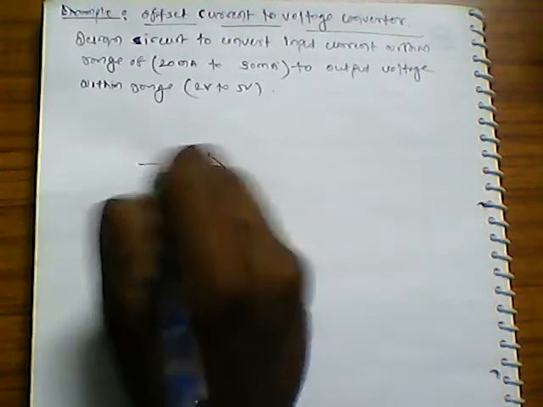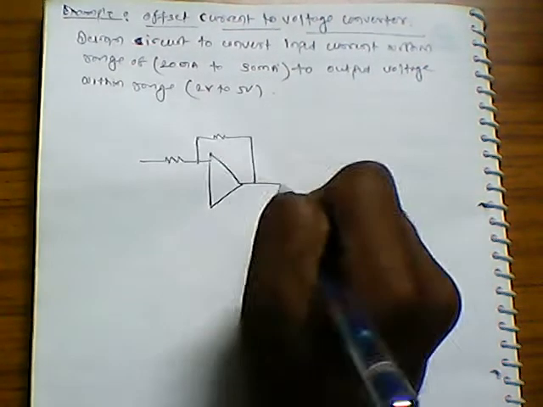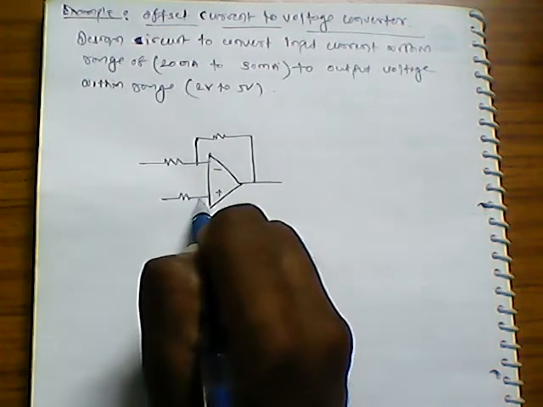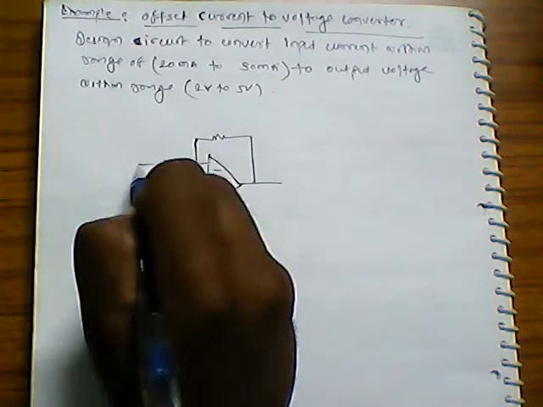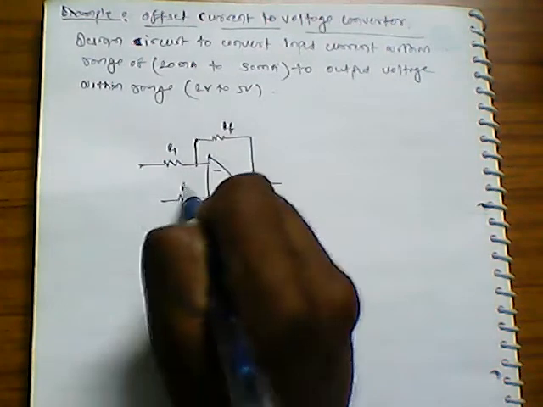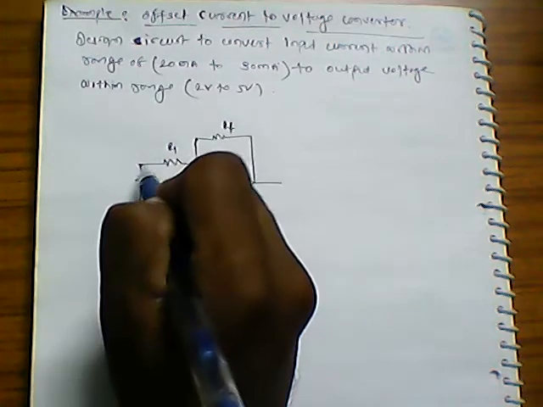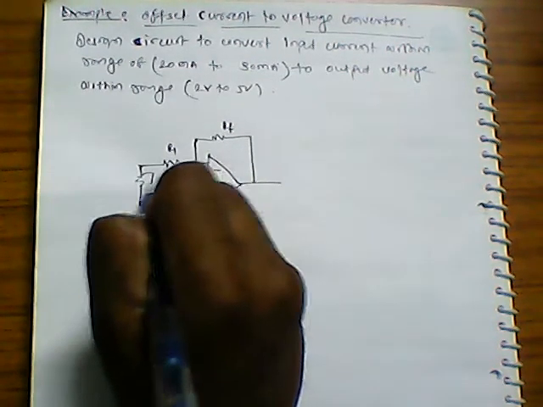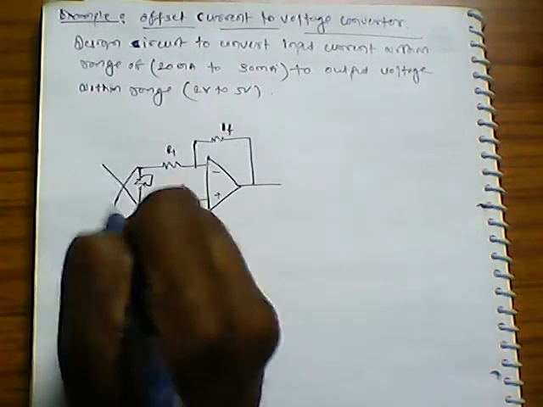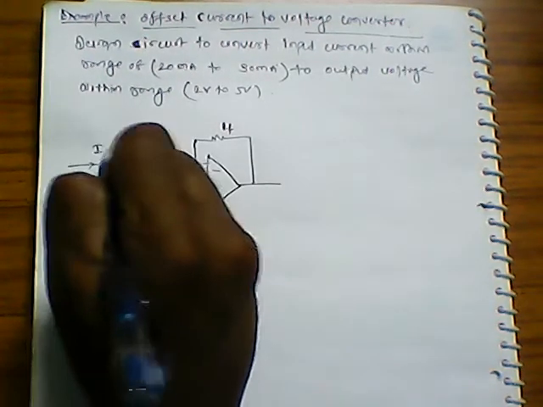So this is one simple adder circuit, adder subtractor we can say. Here we have R1, RF, R1, RF, R span, this is our current input, that is I in.